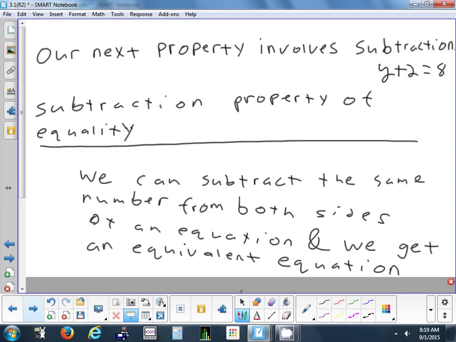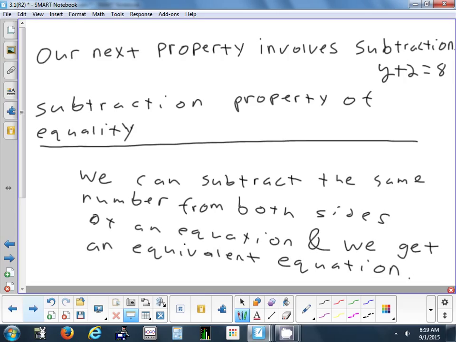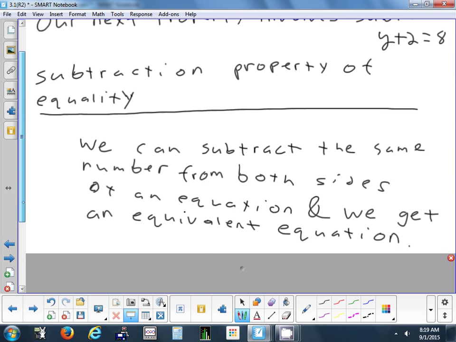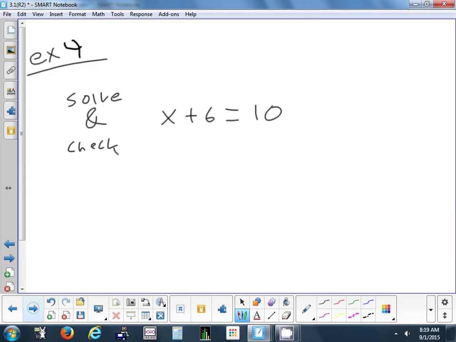Okay? It's the same idea. In fact, it's the same thing I had before, except I changed add to subtract. So you're allowed to subtract the same thing from both sides. Just remember, you've got to do it on both sides. Not one side, both sides. Okay? And then that's fine.